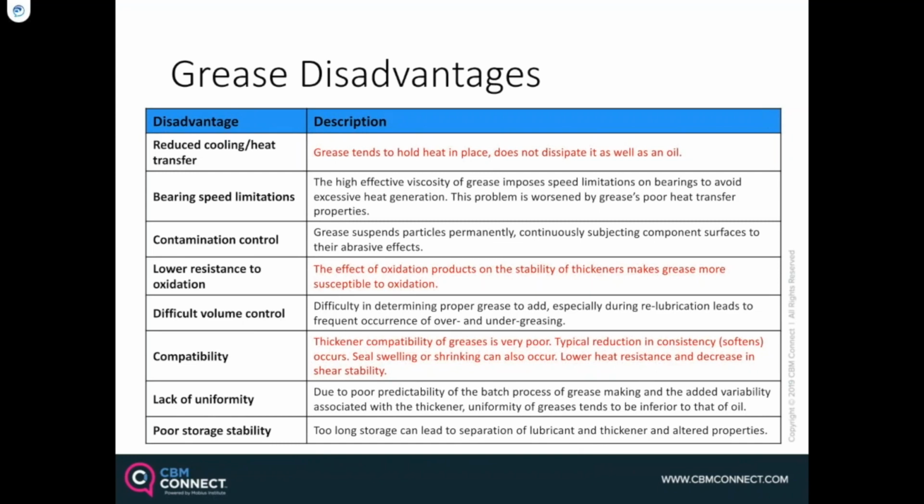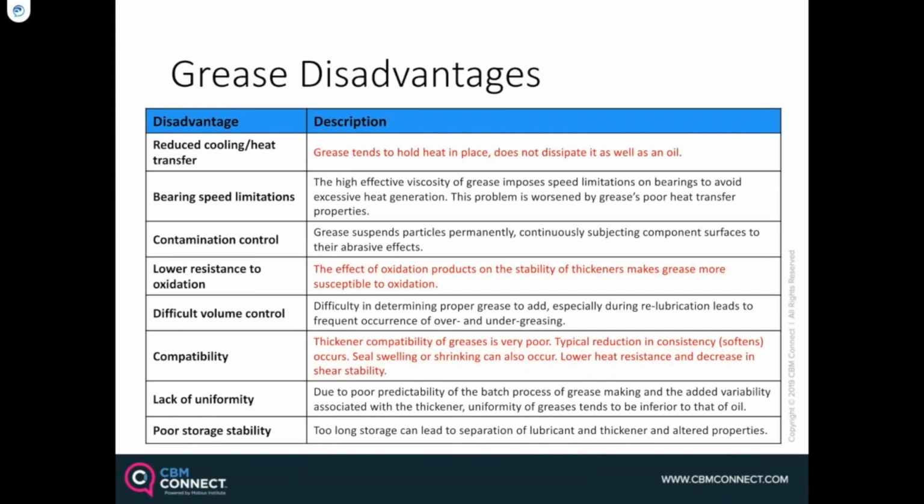Contamination control, we talked about the grease purging them out of a bearing, but the opposite is also true, right? If you get contamination in a grease, if it's not being purged out, it's staying in there. Lower resistance to oxidation, that's true because sometimes they're operating at a higher temperature, so they're not going to stand up as long.